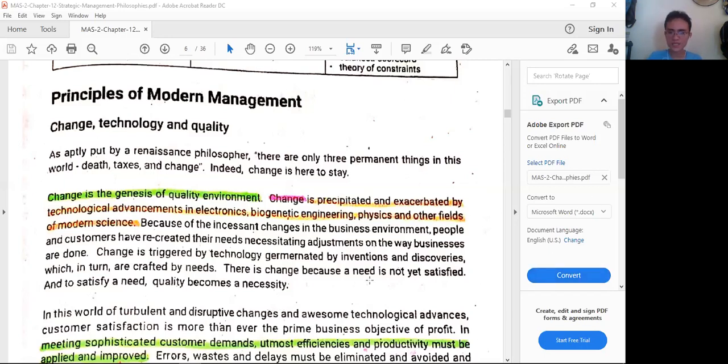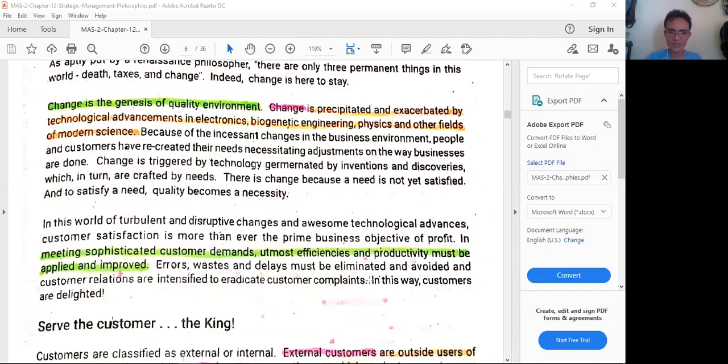There is change because a need is not yet satisfied. That's true. So we have to continuously update our products, our processes, because the needs also of our customers are changing, ever changing. There are changes because perhaps there has been a need that is unsatisfied, or there are changes already in the environment.